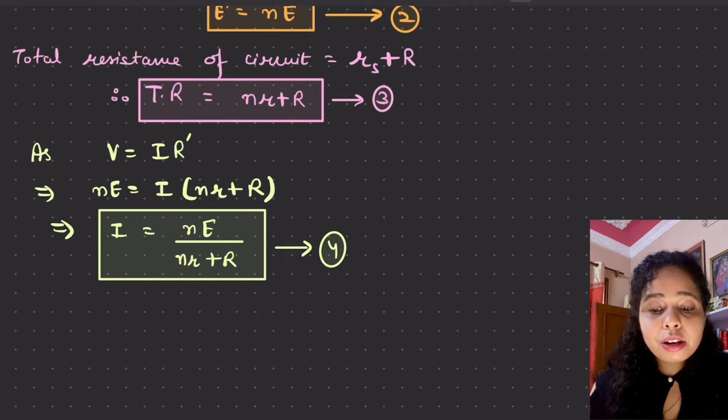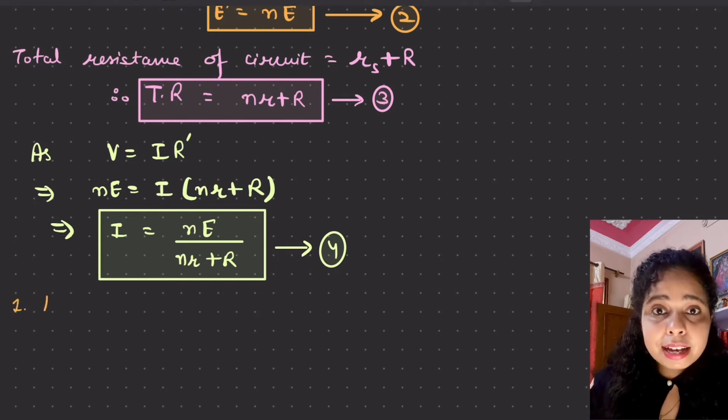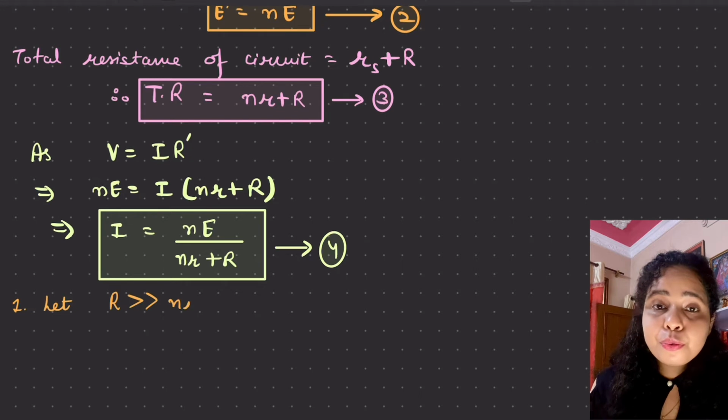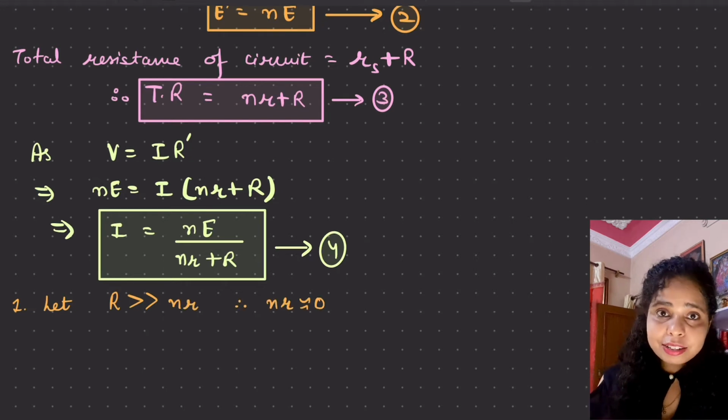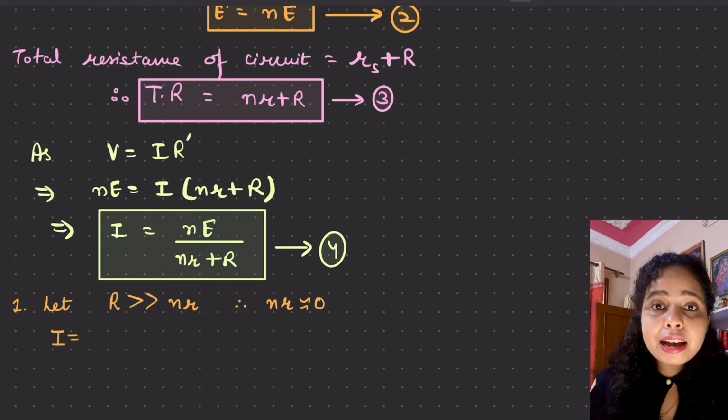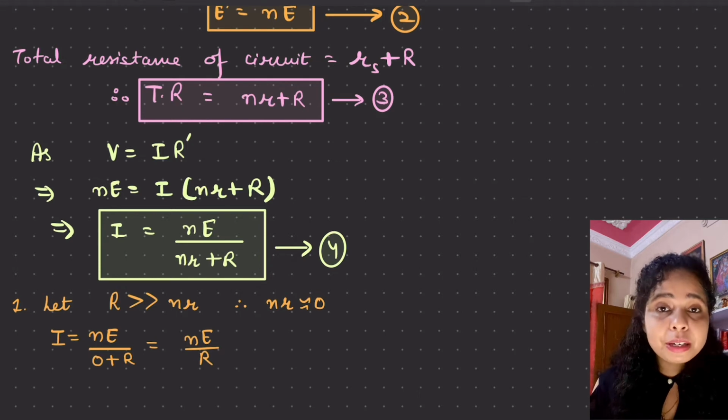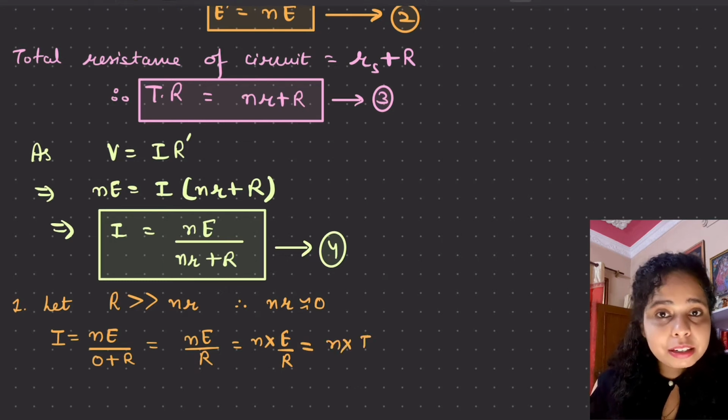So first of all, let us consider that we have attached an external resistance capital R very much greater than n times small r. Then we can put nr equal to 0. If we substitute nr equal to 0, we are left with I equal to n times capital E upon 0 plus capital R, because nr is so small in comparison to capital R that it can be ignored. So we have I equal to nE divided by capital R.